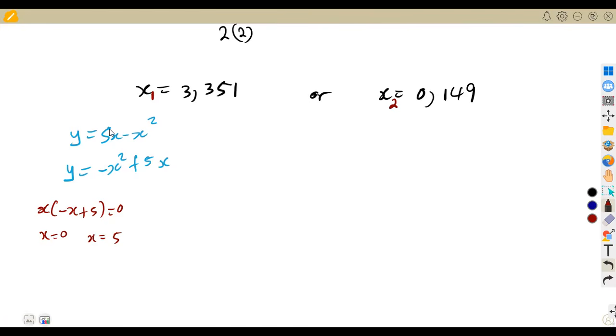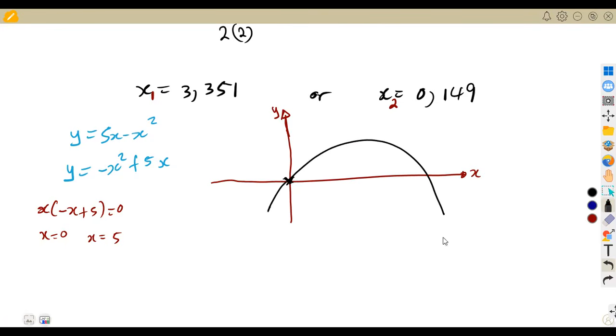And when x is equal to 0 on the y-axis, you're going to see y is equal to 0. So we can have something of this nature, because for the y-intercept, x must be equal to 0, and it passes through the y-intercept. That is where its y-intercept is supposed to be. It's supposed to be a sad one like this.